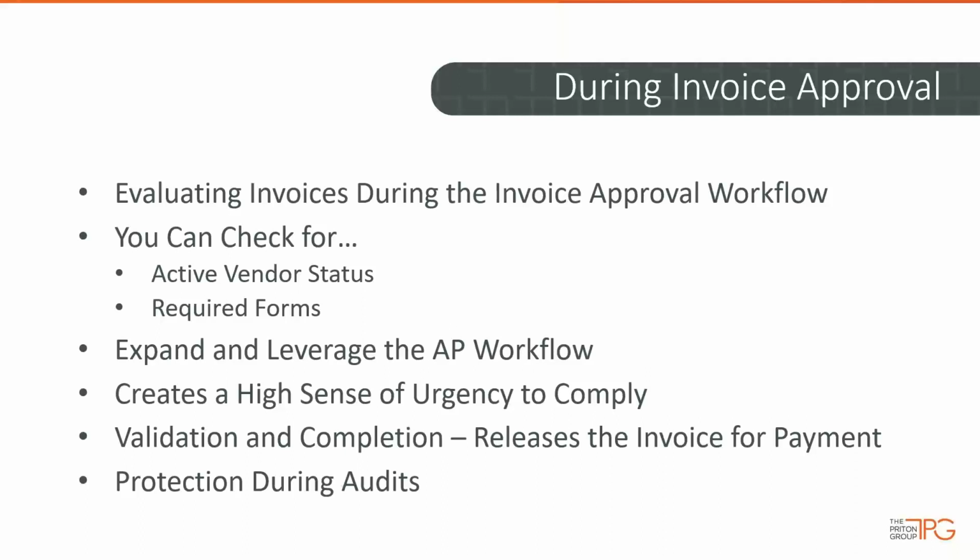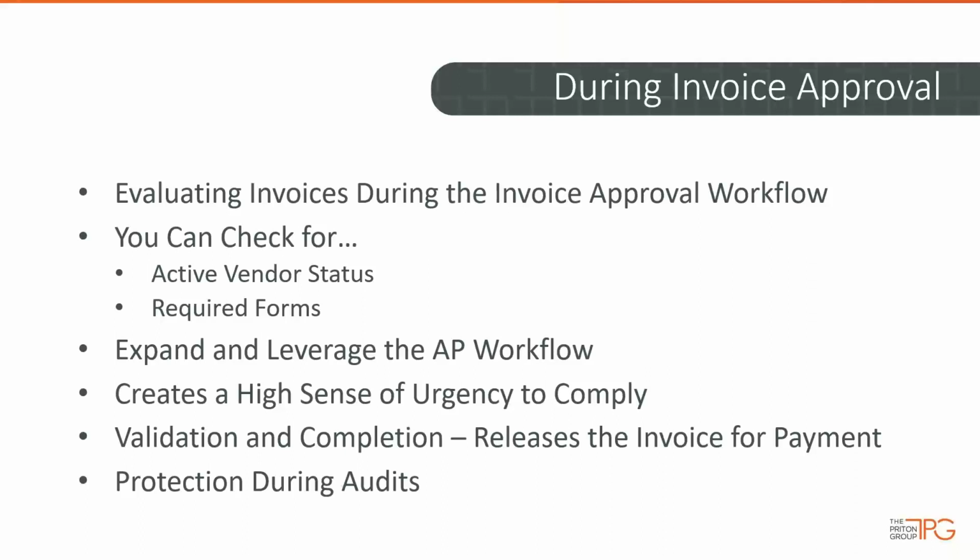Now, one of the advantages of this is it creates kind of a high sense of urgency. So if you've got a vendor that is missing a document that you really do need, that W-9 is the example we're going to share today. It could be any number of documents that you might need in order to meet compliance and audit requirements. So by creating a sense of urgency, by being able to take that invoice and setting it off on the side, suspending it from being processed, and then communicating to the vendor that they need to return this form, once that's done, we can validate and complete that process from within the accounts payable workflow.